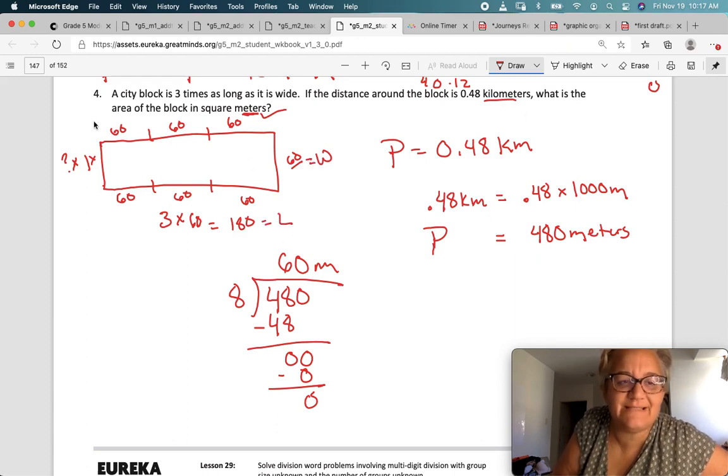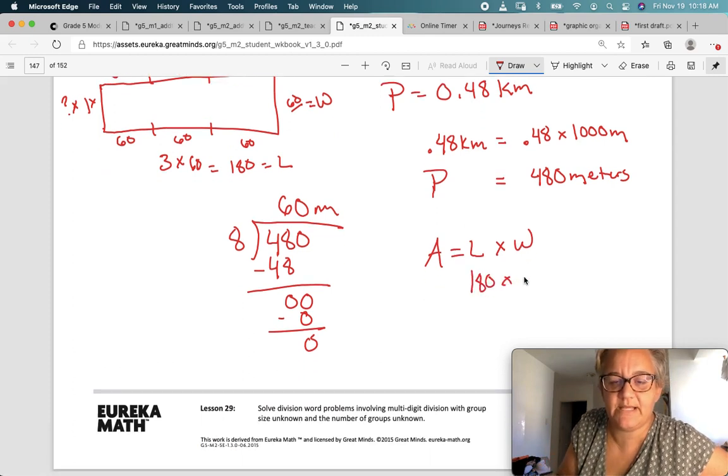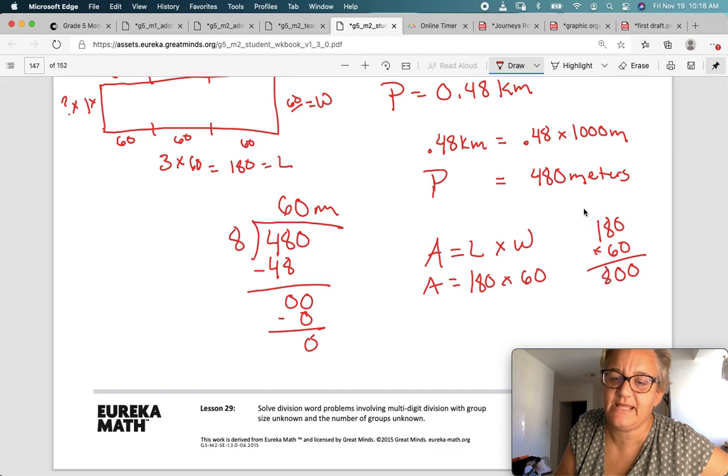And now it's asking me what is the area. So area equals length times width. So 180 times 60 equals my area. And I'm just going to add the 0 right away. 6 times 0 is 0. 6 times 8 is 48. Carry the 4. 6 times 1 is 6. Plus 4 is 10. So my area equals 10,800 meters squared.